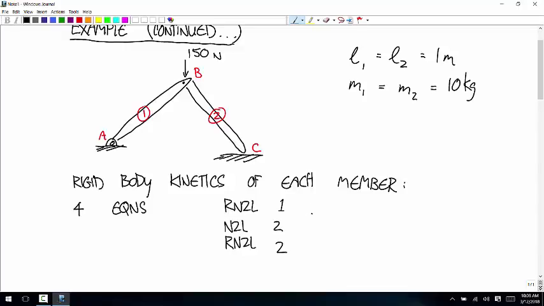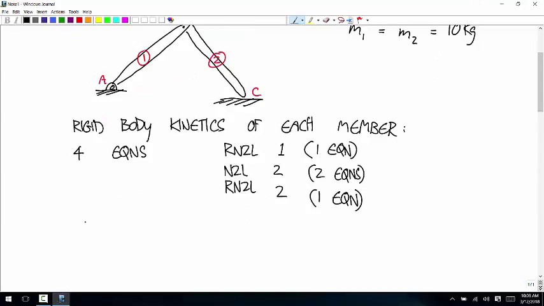And so this was 1 equation, 2 equations, 1 equation, and so that adds up to 4. And variables, oh, before I do that, why is there no Newton's second law for body 1? That's right, because it has a fixed point, so we didn't have to use it. Yep.